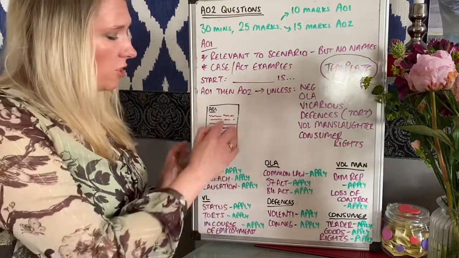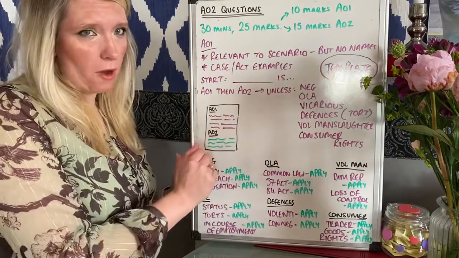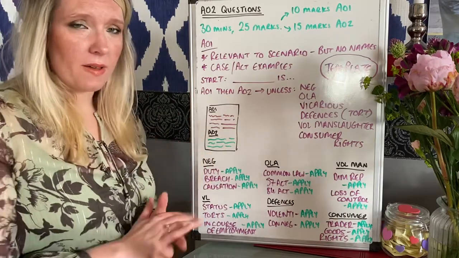But if in doubt, stick to this structure. Even for these topics, this is your level 1. So talk about the AO1, sometimes helps with headings, and then talk about the AO2.